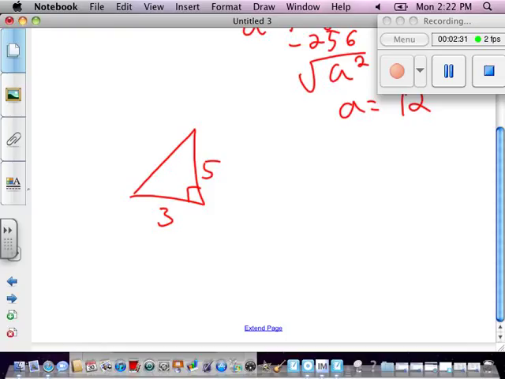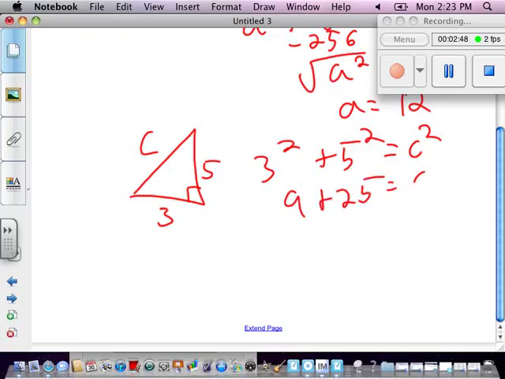So, step number 1. We have to find this right here, the new street. How am I going to do that? Yes, Megan. Pythagorean theorem. So I'm just going to go 3 squared plus 5 squared equals, and I'll just name it c squared. So I get 9 plus 25 equals c squared. 34 equals c squared. So then we find the square root of 34, which is approximately 5.8, let's say.